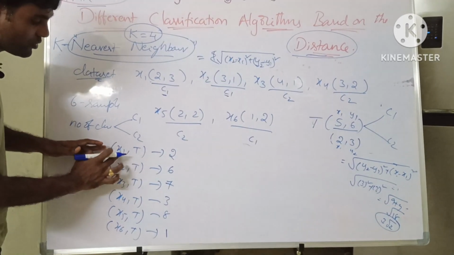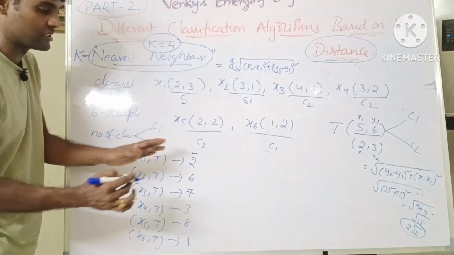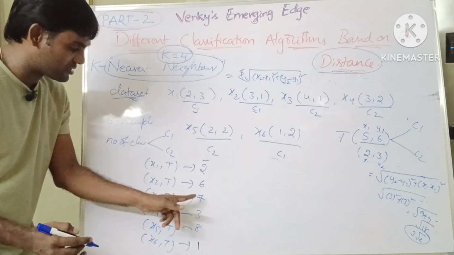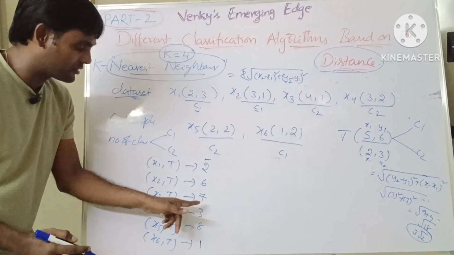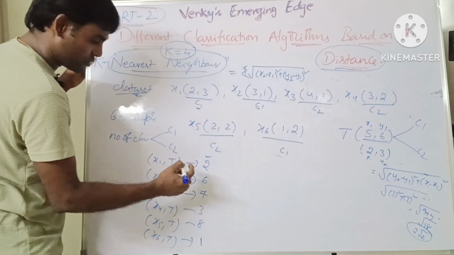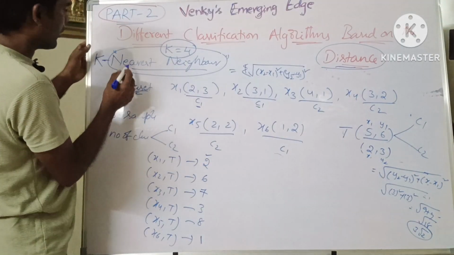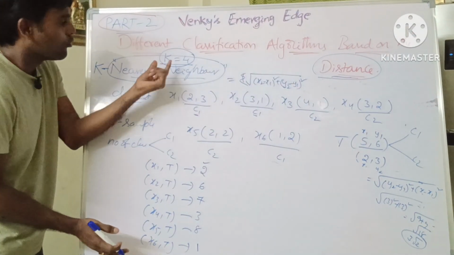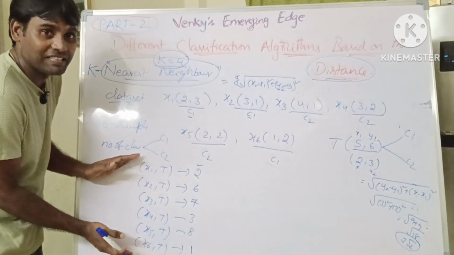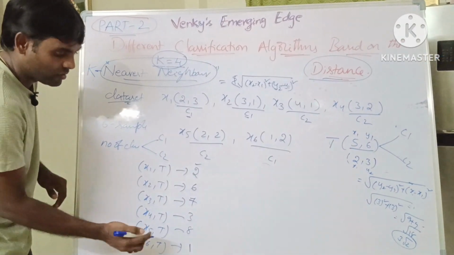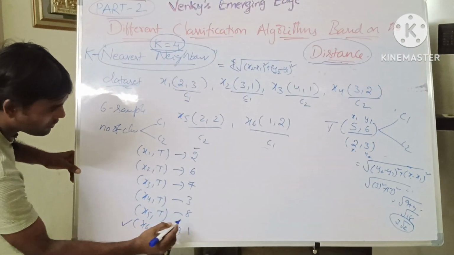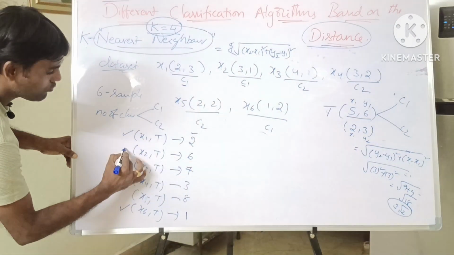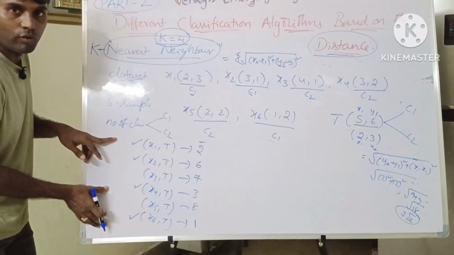For example, x1 comma t, we got it now, 2. So the distance is 2. Like that, x2 is 6, x3 comma t is 7, x4 comma t is 3, like that. So what is the K value? 4. So out of these samples we select only the 4 samples with the least distance. What is the first one? This is the first sample, this is the second sample, this is the third sample, this is the fourth sample. Is it clear? K equal to 4.